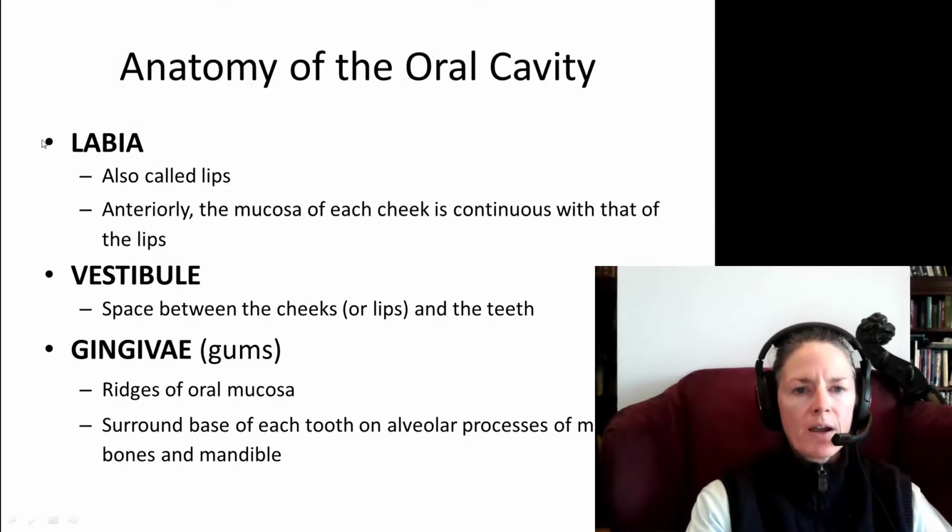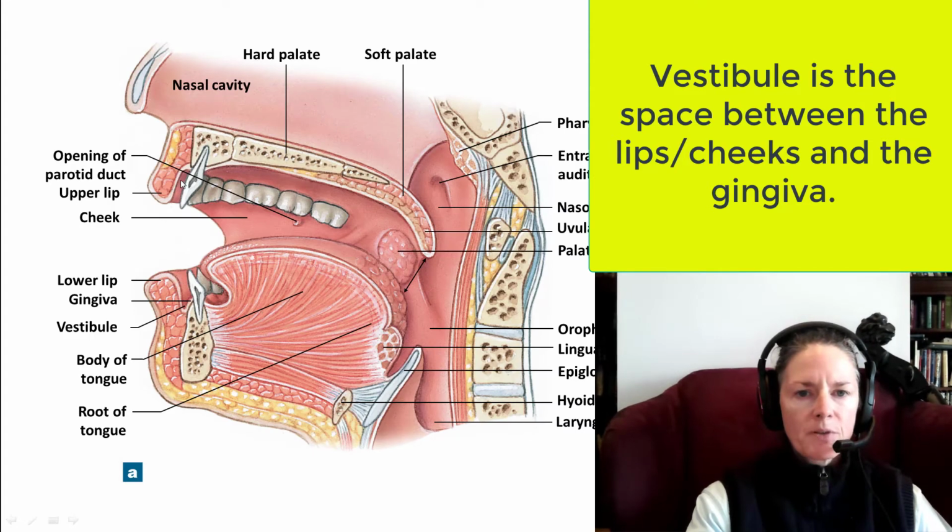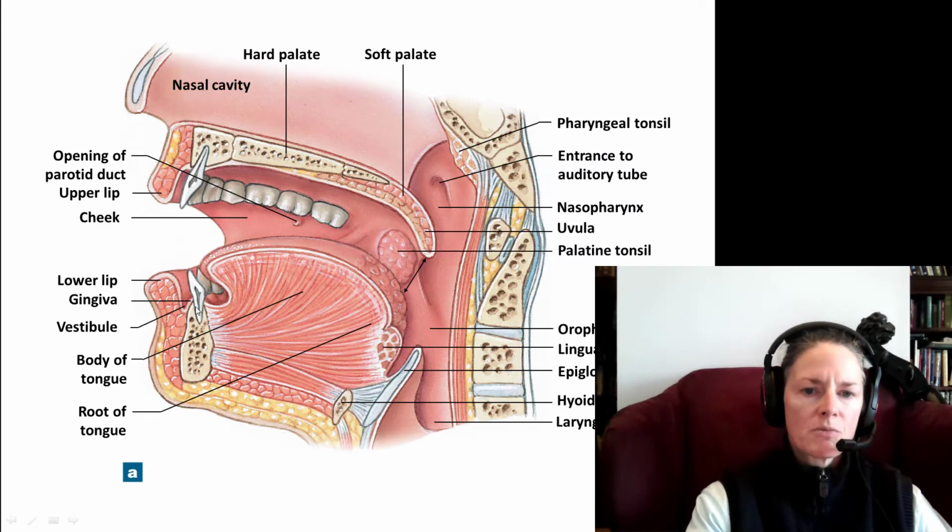All right, so we know we have the lips, which are also called the labia. Labia means lips. The vestibule is the space between the lips and the gingiva, and the gingiva are the gums. And you've probably heard the term gingivitis. That would be a swelling of the gums and is problematic.